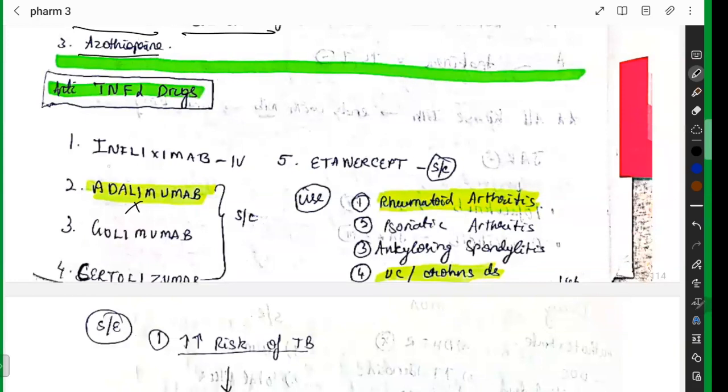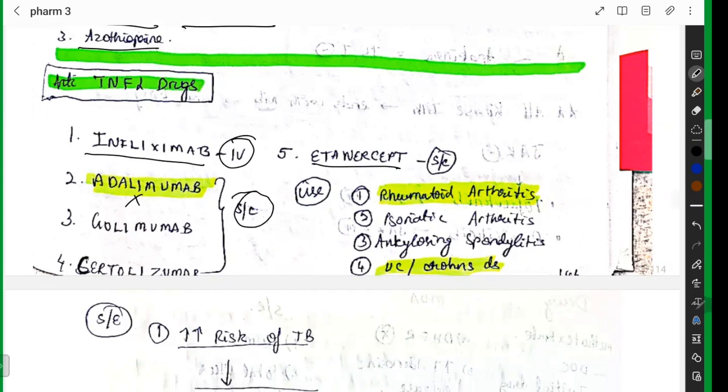So infliximab is given as IV. Adalimumab, golimumab, certolizumab are given as subcutaneous. Etanercept is also given as a subcutaneous drug. So what are the side effects?